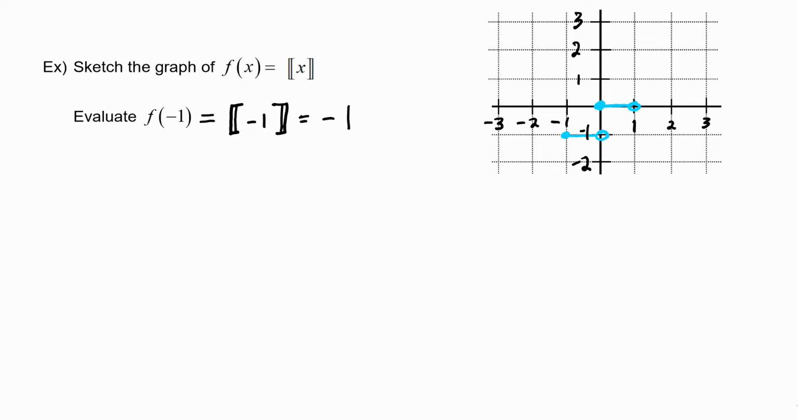And we can see that this behavior will repeat itself. Every x value between 1 and 2 is going to output a y value of 1, and then when we get to 2, it's going to jump up to 2, and then every x value between 2 and 3 will output 2, and so on. Over here on the negative side, the greatest integer of -2 is, of course, -2, and every x value between -2 and -1 will round down to -2.